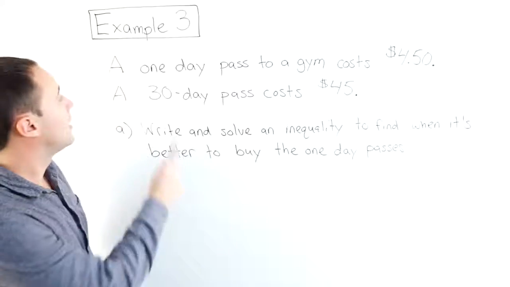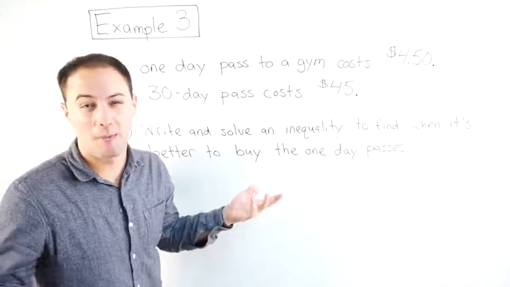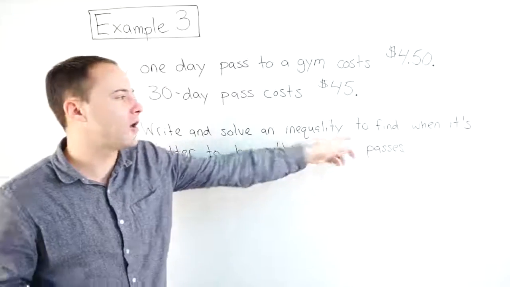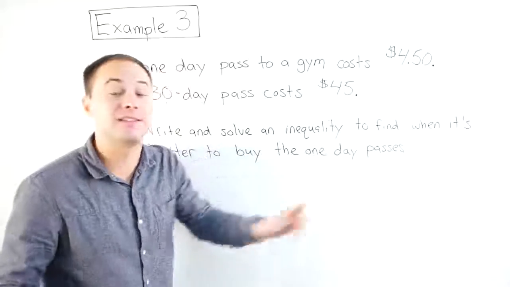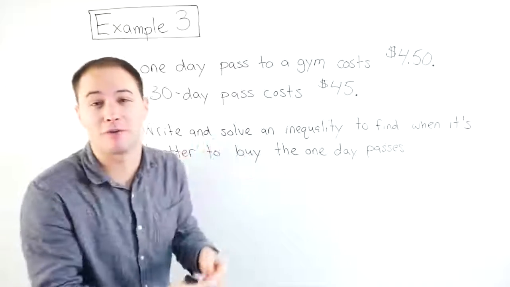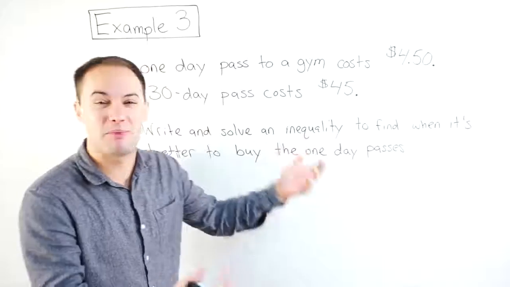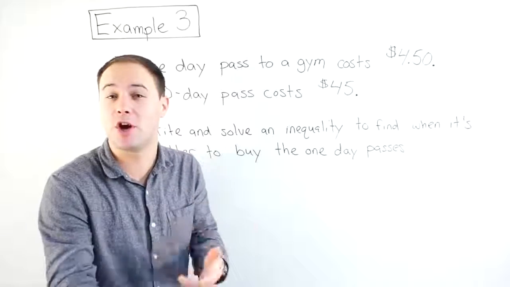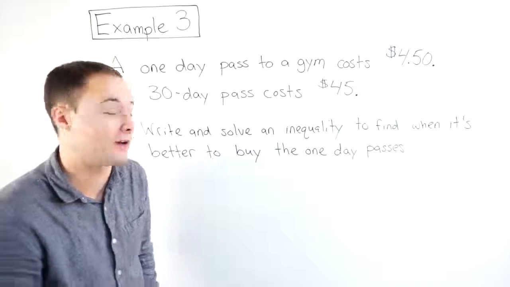All right, example 3. A one-day pass to a gym costs $4.50. A 30-day pass, or like a month-long pass, costs $45. So part A, write and solve an inequality to find when it's better to buy the one-day passes instead of buying the full month-long 30-day pass. So this is very typical, right? New Year's resolutions, people say, okay, I want to go to the gym. Well, is it better to buy the month-long pass, or is it better to pay each time you go? Well, it depends on how often you go, which is exactly what we're trying to find out here.